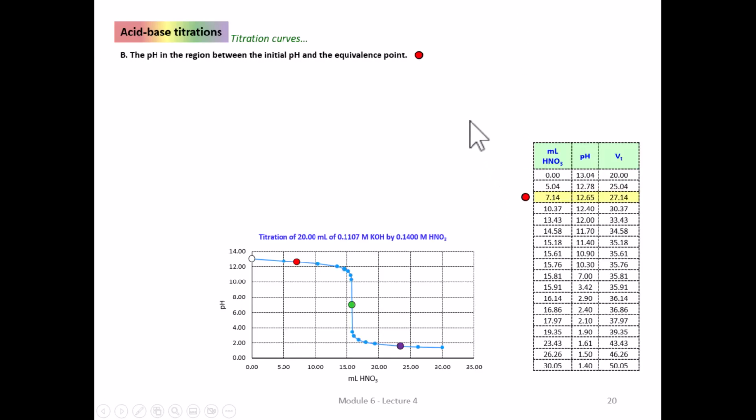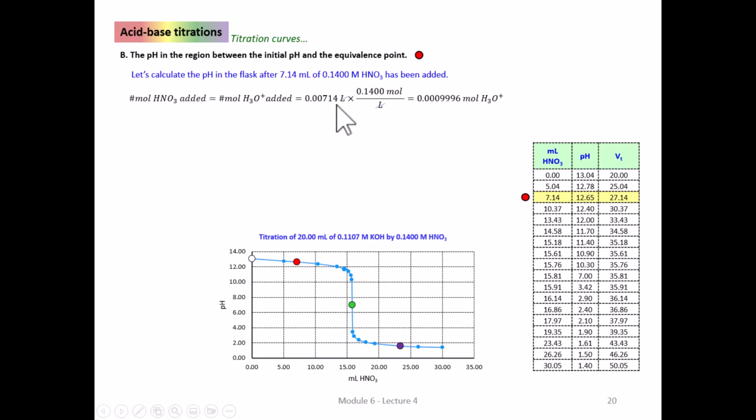Well, how about between the initial pH and the equivalence point? We've chosen this point on the titration curve where we've added 7.14 milliliters of nitric acid. If you multiply by the concentration of that nitric acid, we can see that we've added 0.009996 moles of hydronium ion at this point in the titration. That hydronium ion, of course, reacts with hydroxide in the flask in a 1-to-1 ratio.